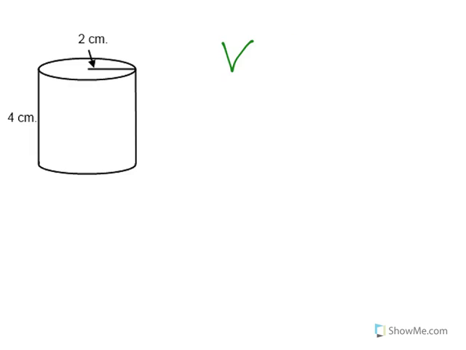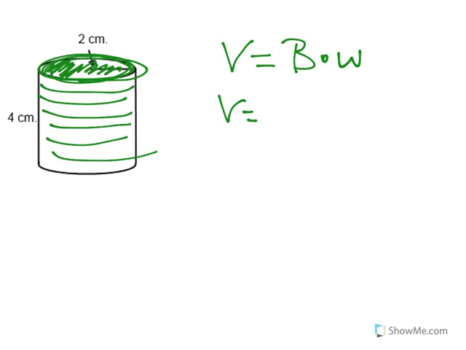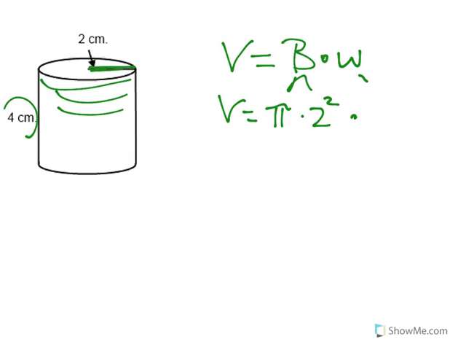I can apply the same thing to a cylinder. Volume is area of the base times the width. My base is a circle, so I'm trying to figure out how many cubes are in this circle, and then I will multiply by how many layers I have. Area of base, pi times radius squared. Radius is 2 squared, times width. How many layers do I need? I need 4.